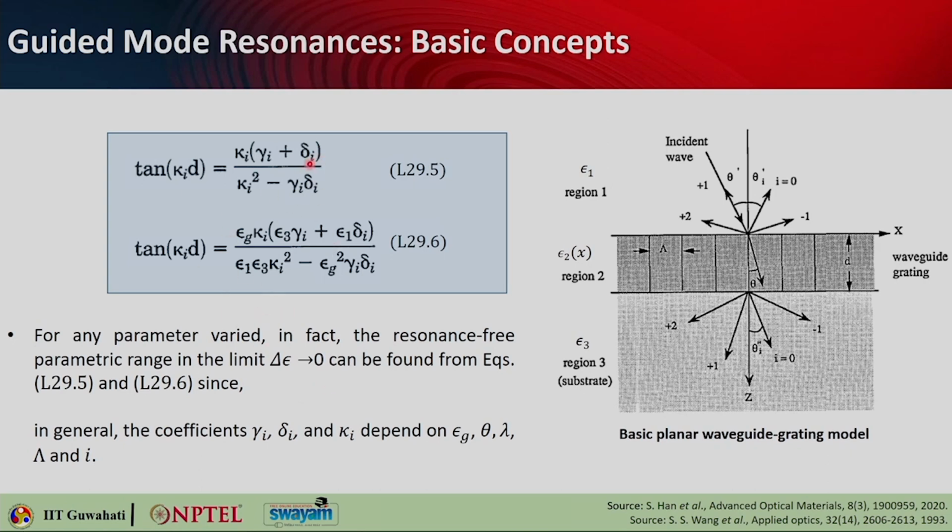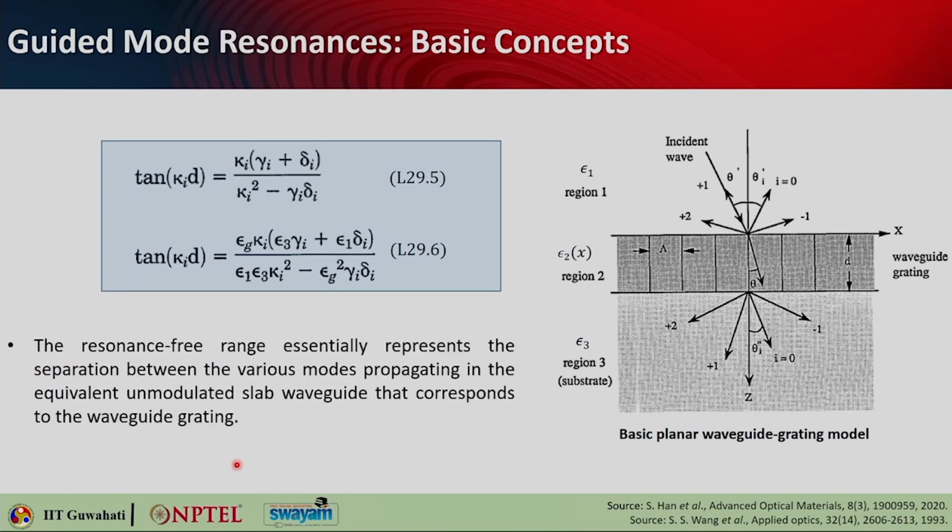So, these are the eigenmode equations that tell you the modes which are allowed to propagate in this particular grating, and you can find this because all these coefficients gamma I, delta I and kappa I depend on epsilon, g, theta, lambda. This is the wavelength of light, this is the grating period, and this is the index. Okay. So, the resonance free region especially represents the separation between the two modes.